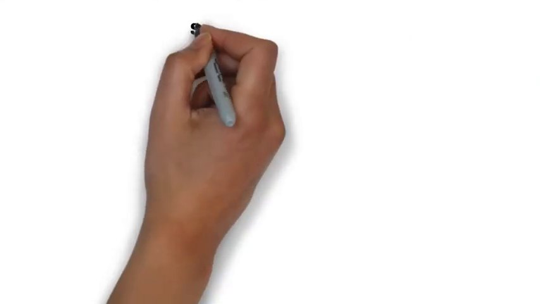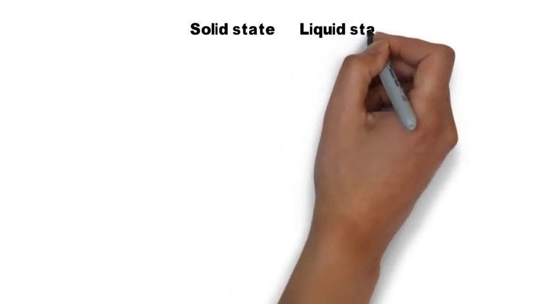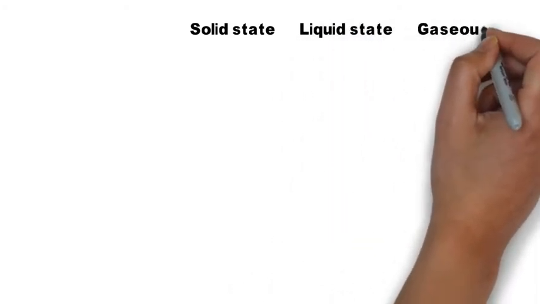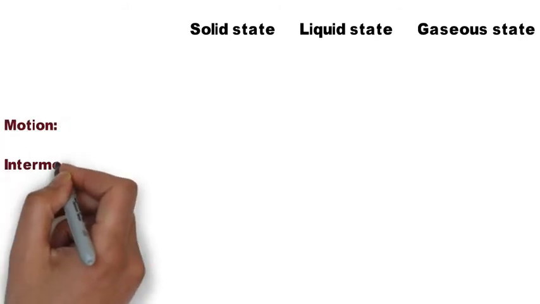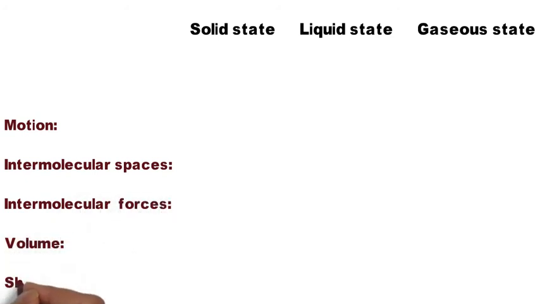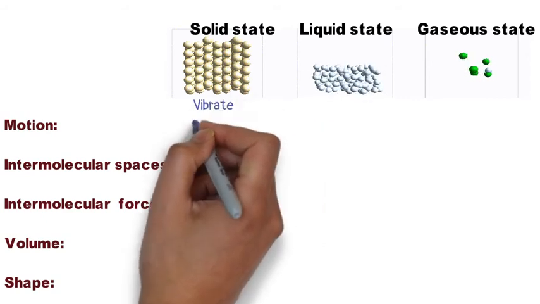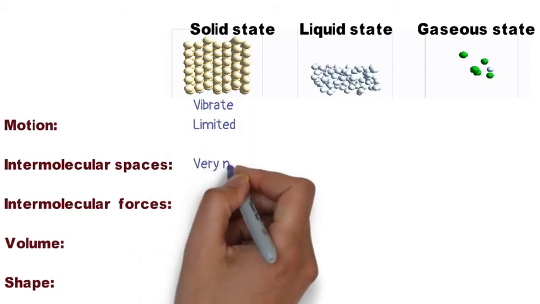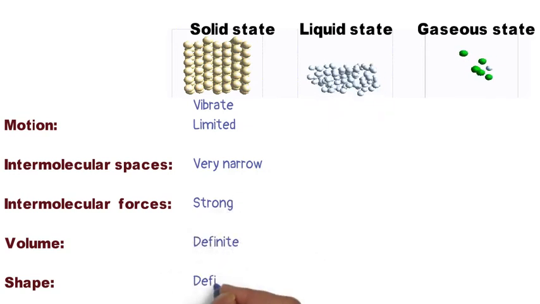Let's see a quick comparison between the solid, liquid and gaseous states according to the motion, the intermolecular space, intermolecular force, and the volume and the shape. Let's start with the solid. As we see here, the motion of the solid is limited vibration, the intermolecular space is very narrow, the intermolecular force is very strong, while it has a definite volume and definite shape.